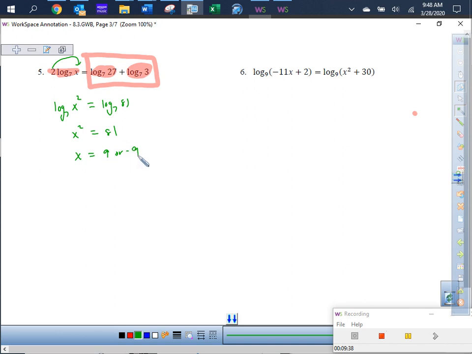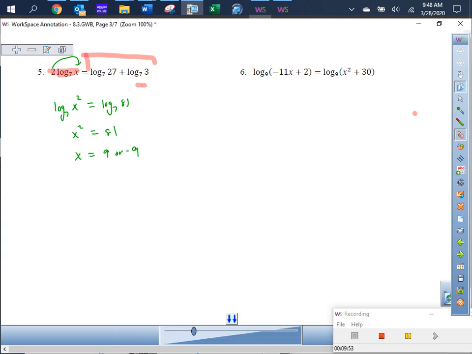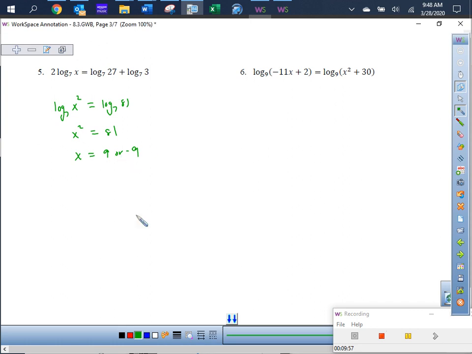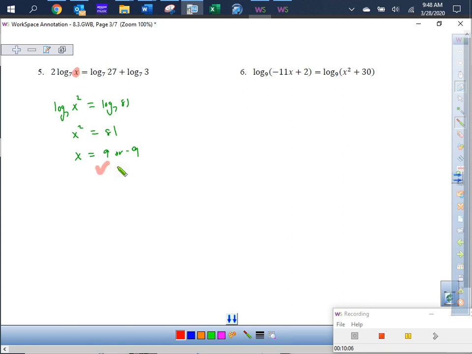And now to check for extraneous answers, we've got to go back to the original problem. You can't use this guy, can't use this guy. Got to go back to the OG, and check to see if we get any negative arguments or 0 for an argument. The argument must be positive is the easiest way to say it. So if I put 9 in here, boom, that's a winner. 9 is positive, so it's going to check. If we put negative 9 in here, negative 9 makes this argument negative, so that is not good.